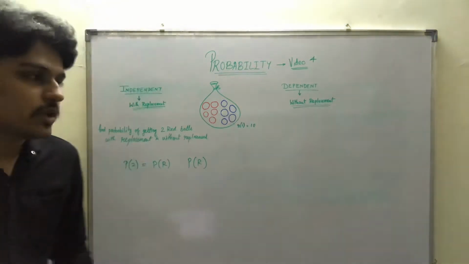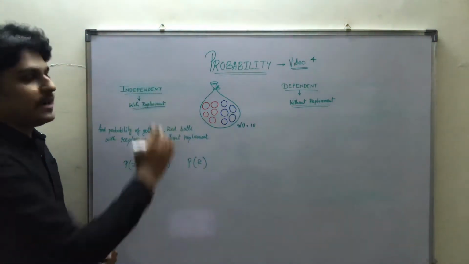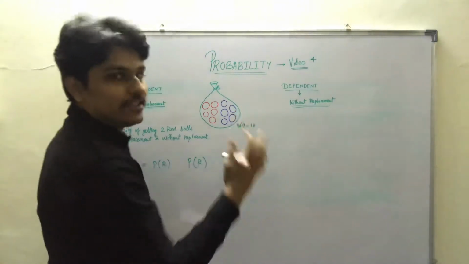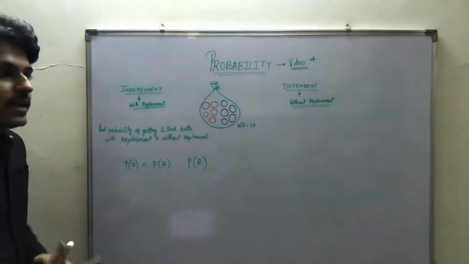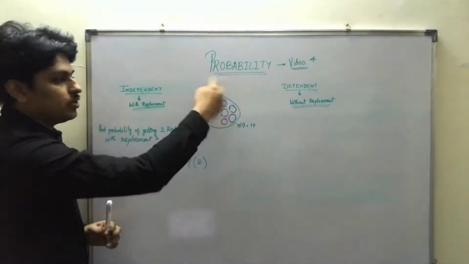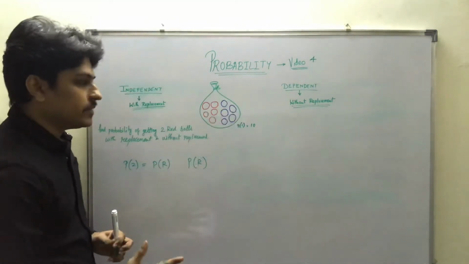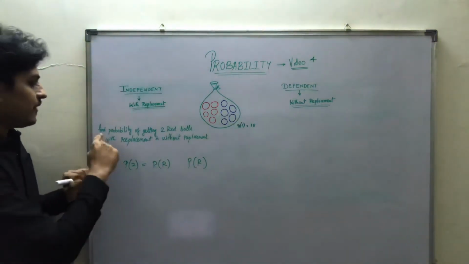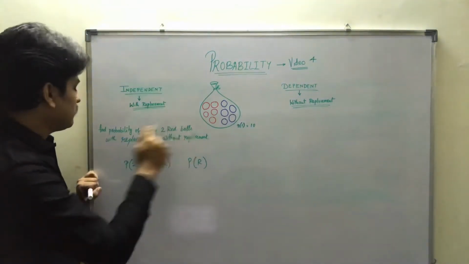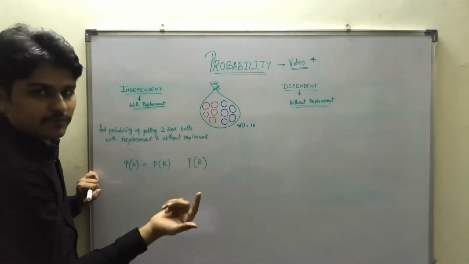In this video, we should understand the difference between an independent and a dependent event. For that, we have given an example: you're given a sack with 5 red balls and 5 blue balls in it. You've been asked, find the probability of getting 2 red balls with replacement and without replacement.